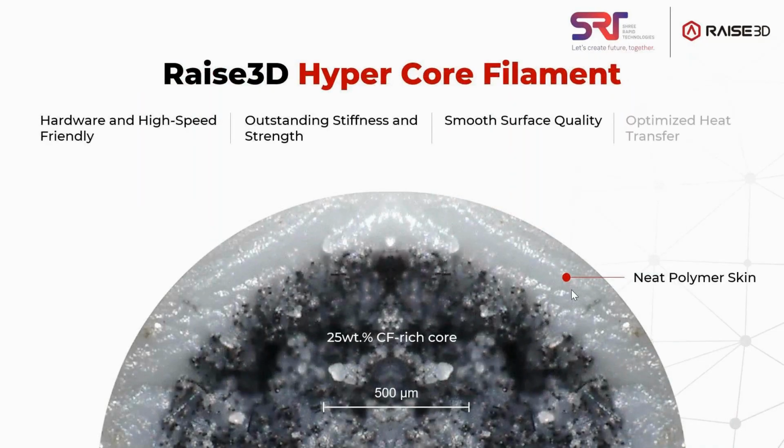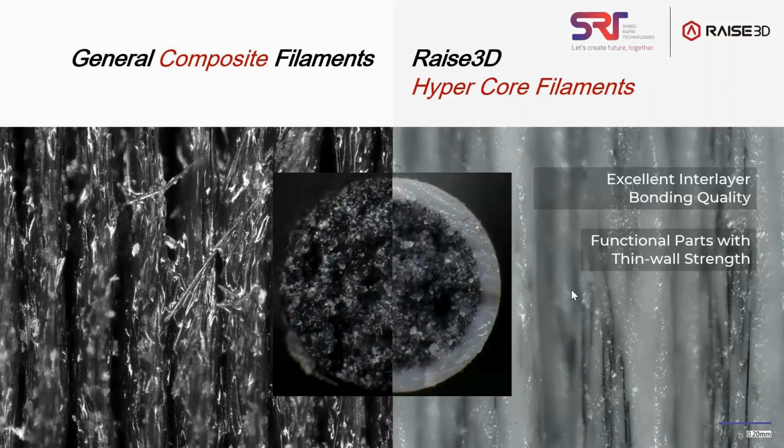So with hypercore filament, you get hardware and high speed friendly, outstanding stiffness and strength, smooth surface quality, and optimized heat transfer. Also, you can get functional parts with thin wall strength much better with the hypercore filament. So mind you, this is a comparison between the two based on high-speed printing. While you can still get good results with the general composite filaments or industrial composites from 𝗪𝗡𝗔, it's just that if you want to run at high speeds, then hypercore filaments are the option.